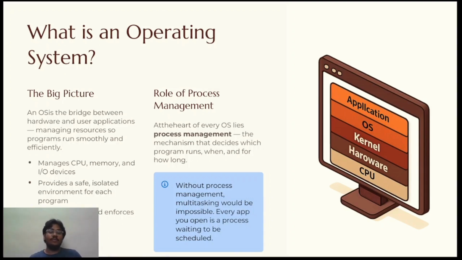Instead, it manages multiple processes simultaneously. For example, when you are watching YouTube and downloading a file at the same time, the OS is deciding which app gets the CPU, how long it runs, and when to switch it. This decision making is called process management, and without it, multitasking would not be possible.